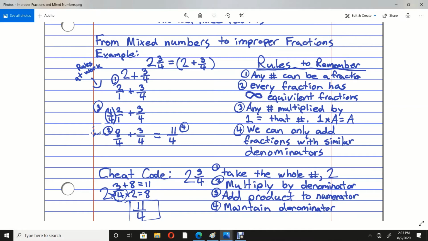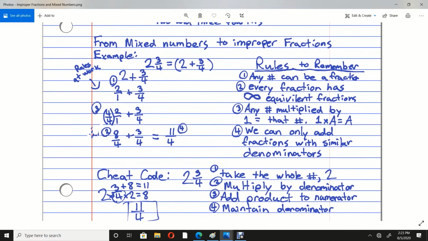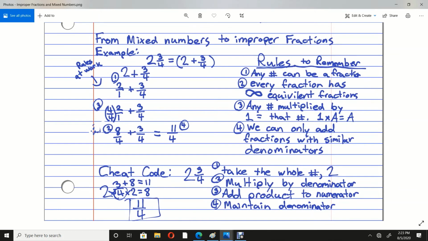2 can be written as 2 over 1, yeah? Every fraction has an infinite number. This is what this little sideways 8 means, right? If you haven't seen that before, that's infinite. So there is an infinite number of equivalent fractions for any fraction. So you can rewrite numbers a million different, like an infinite number of ways using fractions. Okay, and that's what we did in this step right here.